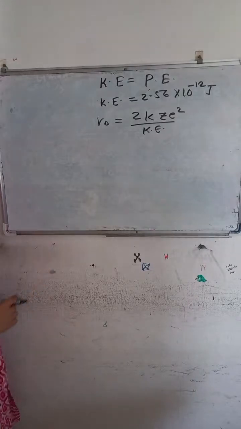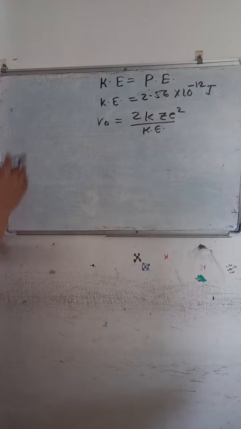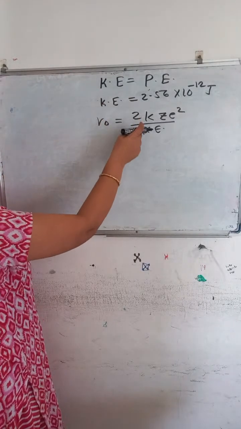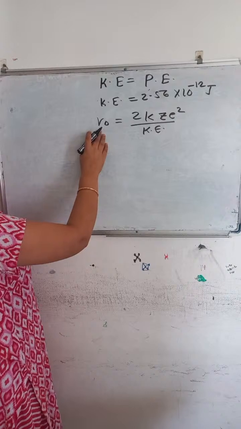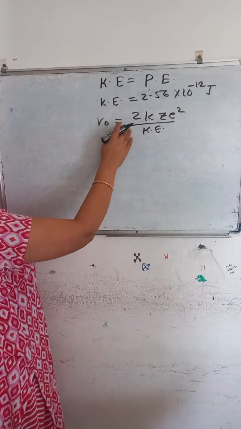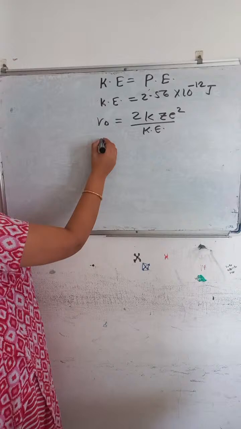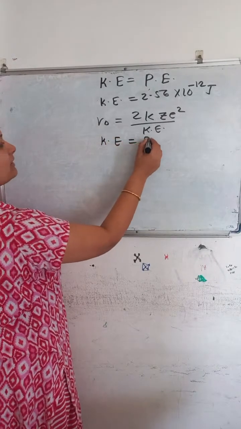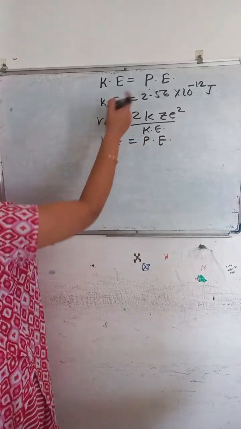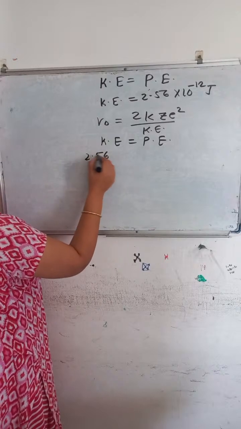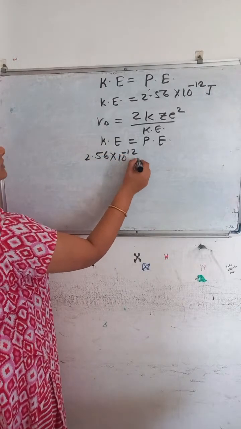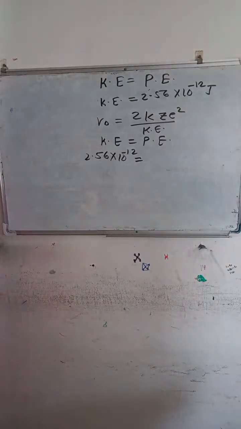Here they are asking the value of the closest approach R naught. Here kinetic energy is equal to potential energy. Only by putting the value in the R naught formula, we will not get the answer. So we can take kinetic energy equal to potential energy. Kinetic energy is given as 2.56 into 10 raised to minus 12. And what is the potential energy?